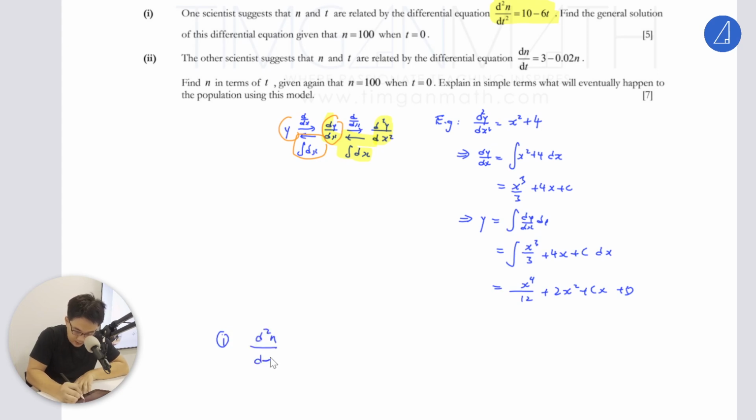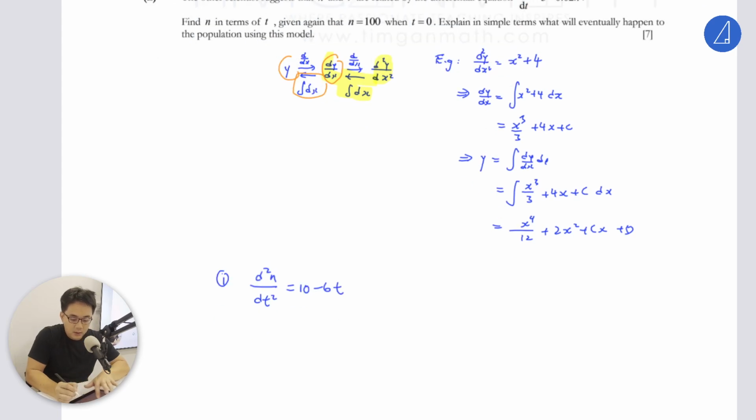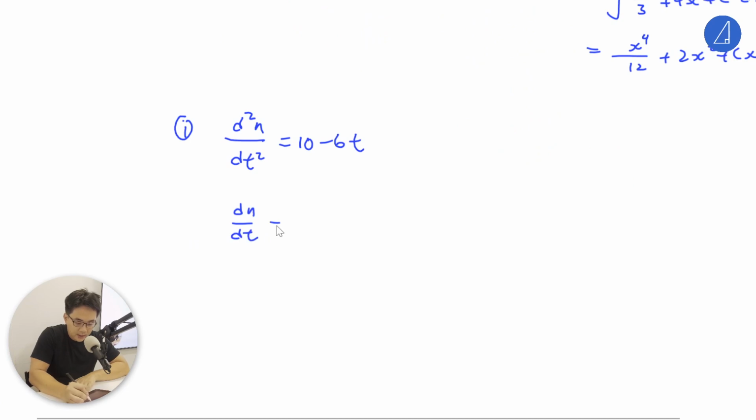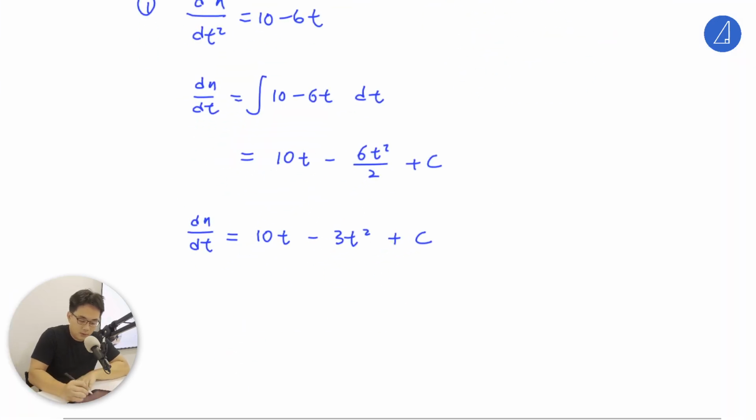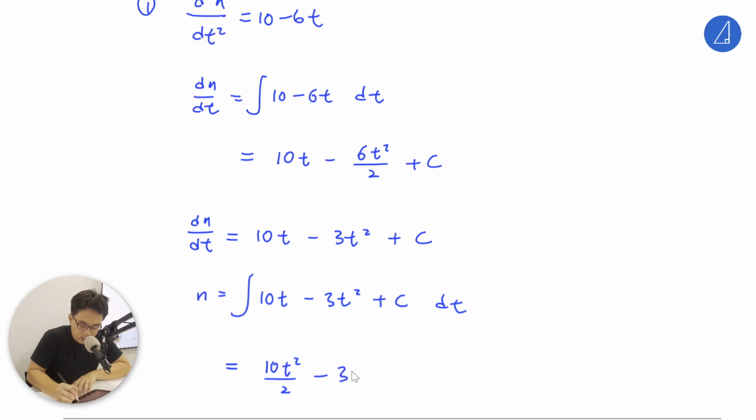So in this case, part 1, d²N/dt² equals 10 minus 6t, right? So you should be able to get dN/dt here by just integrating 10 - 6t dt. So you get 10t minus 6t²/2 plus c. So dN/dt will just be 10t minus 3t² plus c. Then from here, you integrate it again: 10t - 3t² + c dt. Here what we'll get is 10t²/2 minus 3t³/3 plus ct plus d.